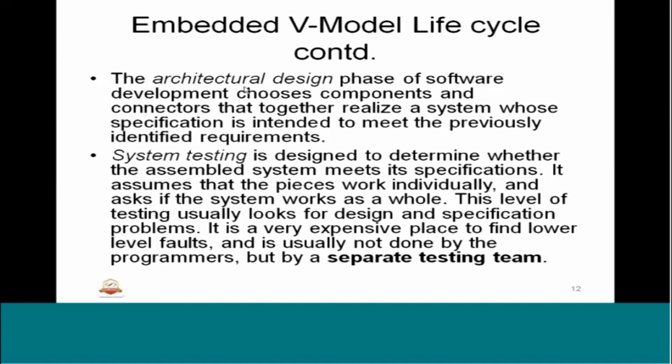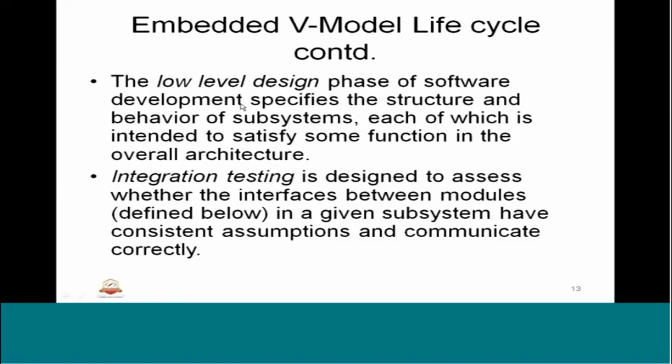The next one is the low level design phase of the software development, which specifies the structure and behavior of subsystems. That means there are different sub modules which will have some structure and behaviors. All will be detailed in the low level design. So each of these will be intended to satisfy some functionality in the overall architecture. That means each subsystem or submodule will have its own defined feature or function.